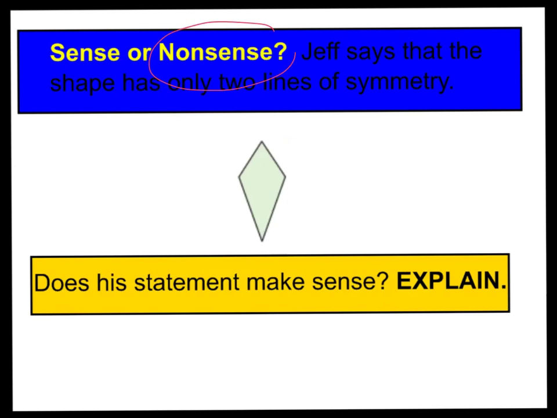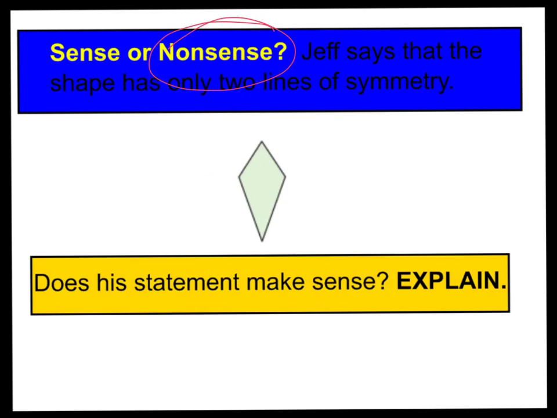Now, if you said nonsense, you are correct. I'm not exactly sure what Jeff was thinking, but I only see 1 line of symmetry, and that line of symmetry is the vertical line of symmetry. If you were to take that shape and fold it over on that line of symmetry, it would match up completely. Now, Jeff might have been thinking that if he drew a horizontal line of symmetry that it would match up, but as you can see, if you drew the horizontal line of symmetry on this shape, those two would not match up at all.